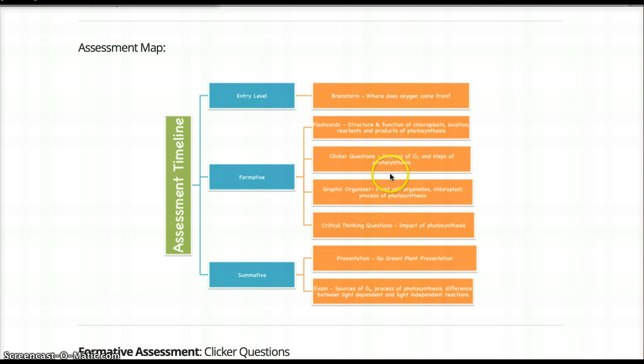I've also included graphic organizers. That's going to be completed in lesson 3. And critical thinking questions where students are again thinking more about the impact of photosynthesis, and that's where I'm going to tie in cellular respiration. Lastly, my unit plan is going to conclude with my 2 summative assessments, where I have a presentation plan, and finally ending the unit with an exam.